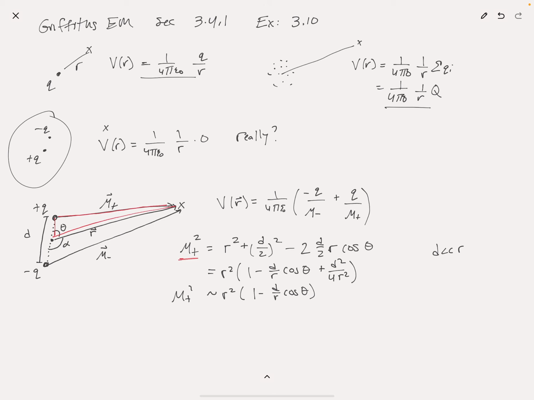Now I need script r minus. Okay, I'll try to create some space over here. Script r minus squared, still using the law of cosines. The first two terms are the same.